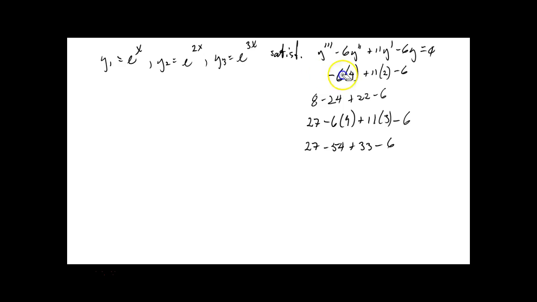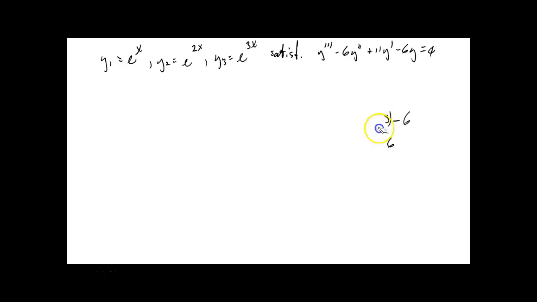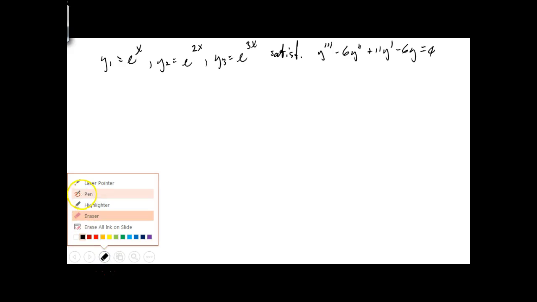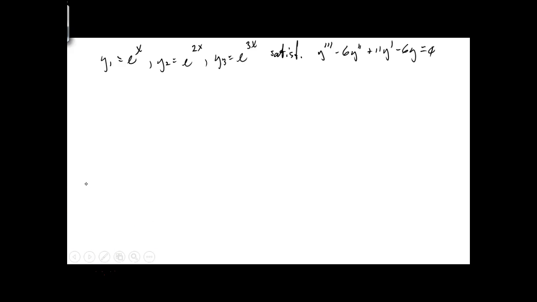So let me erase those. So we're convinced all three of those are solutions. Now the only question is, are they linearly independent? And how do we do that? The Wronskian. Okay, what goes in the top row?